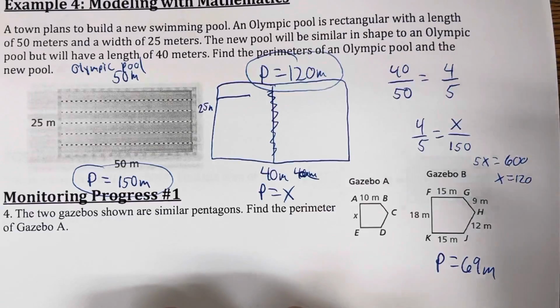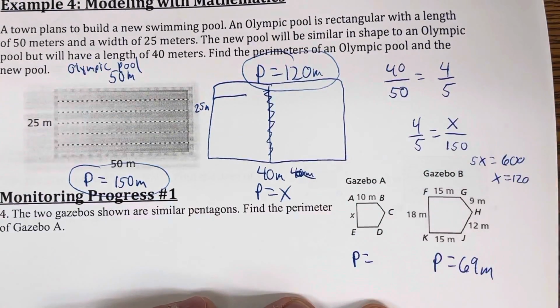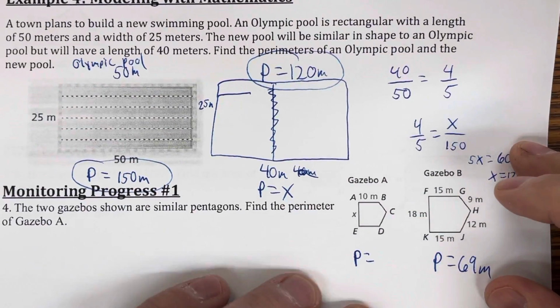When I add up all the sides. So I had to find that first. Now I need to find the perimeter of this one. That is unknown. Okay, so corresponding side lengths.